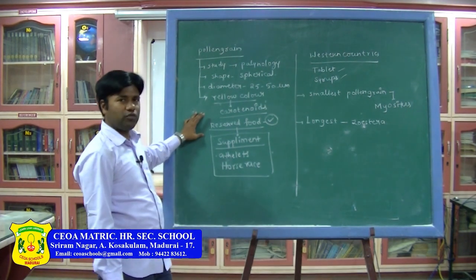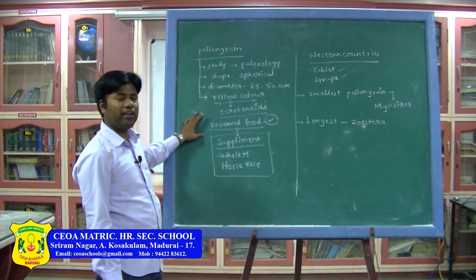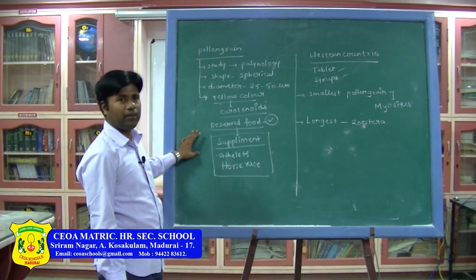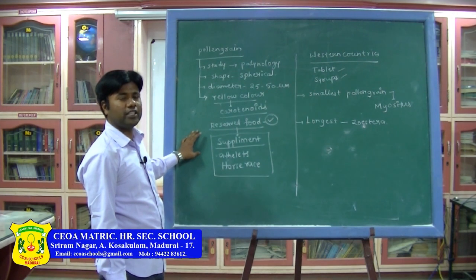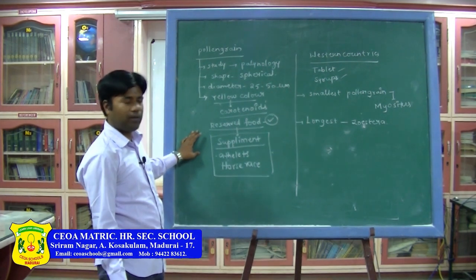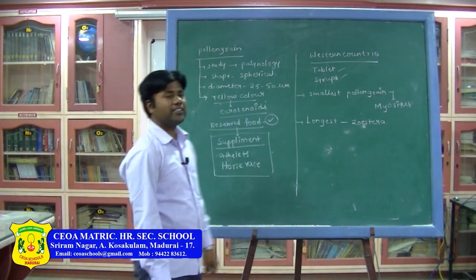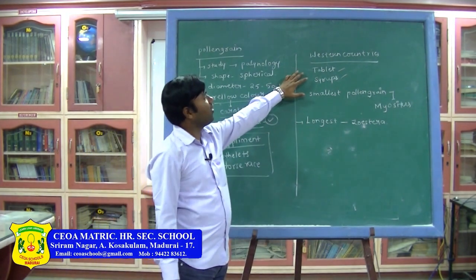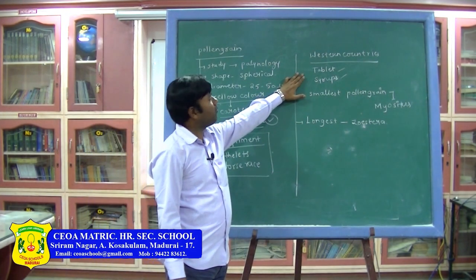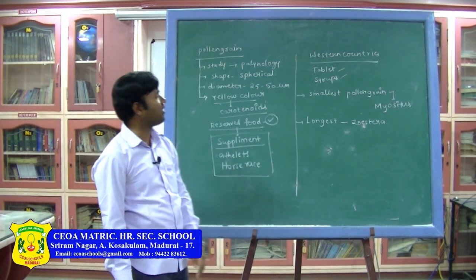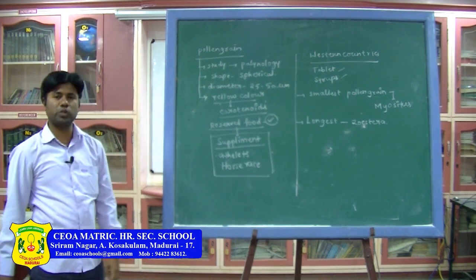Next, reserved food material is present. Due to the presence of the reserved food material, we use it as a food supplement, especially athletes use pollen grains as food supplements, and horse racers also use them. Then in western countries, pollen grains are used in the preparation of tablets and syrups. What is the smallest pollen grain? That is Myositis, and the longest one is Zostera.